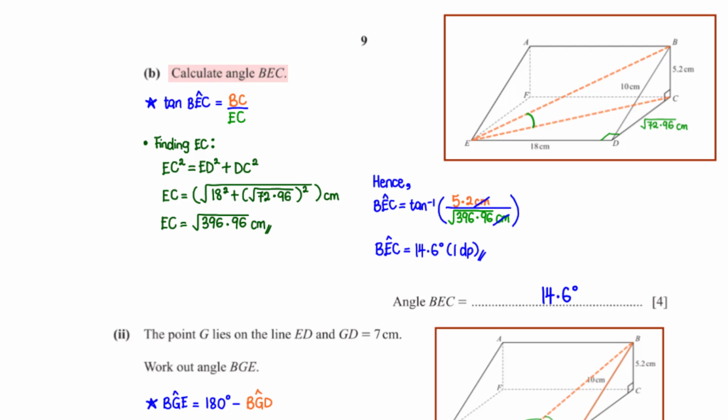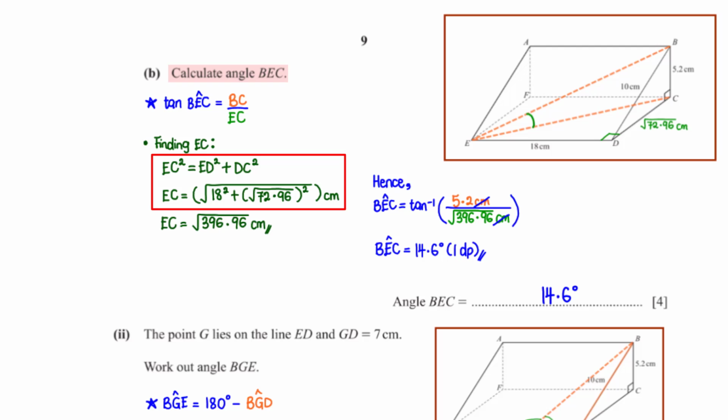We can find the length of EC by applying the Pythagoras theorem to triangle ECD. This gives us EC squared equals ED squared plus DC squared. ED is 18 centimeters, and we found DC in the previous question as square root of 72.96 centimeters. When we plug in these values into the equation and make EC the subject, this is what we have.